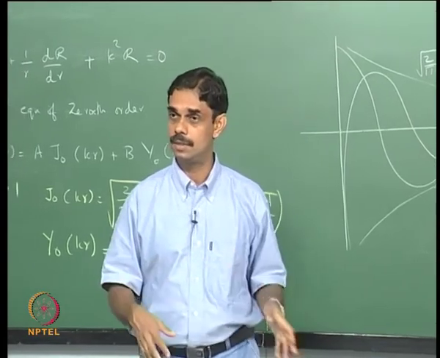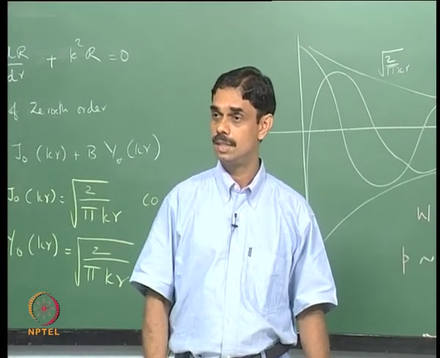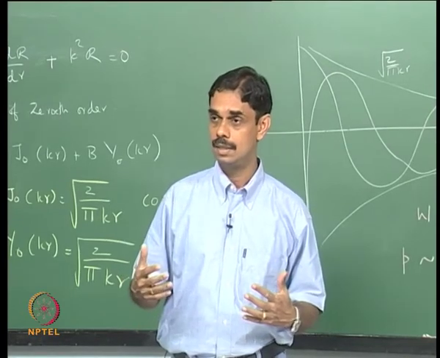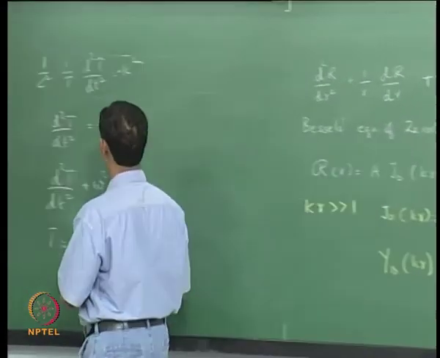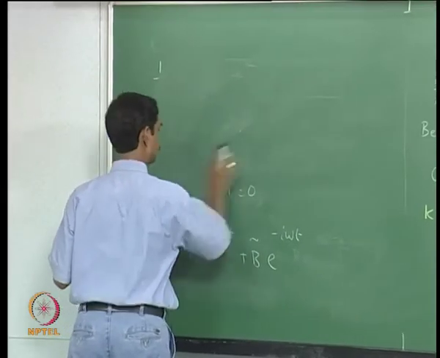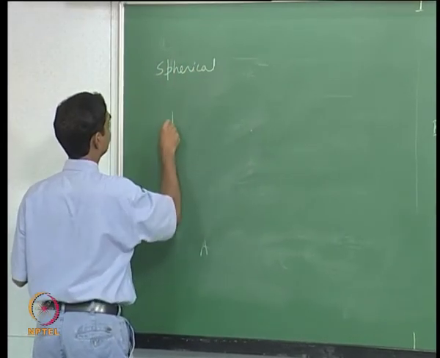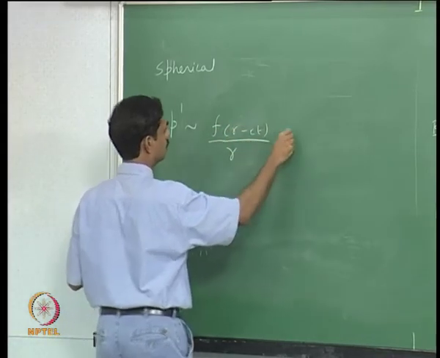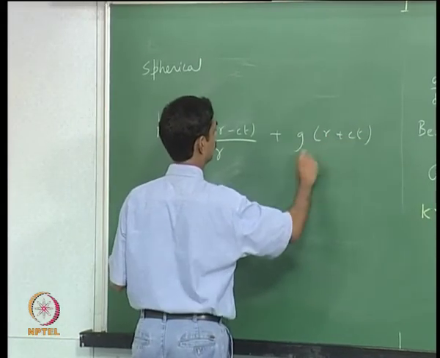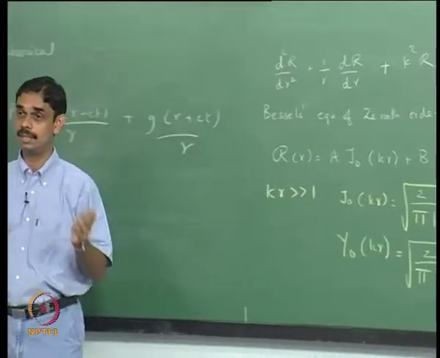And what would be the corresponding solutions in harmonic domain? In spherical coordinates, I said we get solutions as, let me write it down, f of r minus ct over r plus g of r plus ct over r. So what would be the corresponding solution in the harmonic domain? Here we got J naught and Y naught. What would we get for spherical propagation?